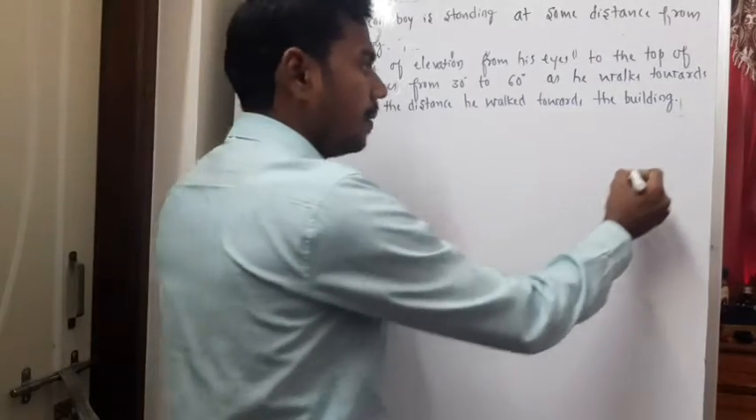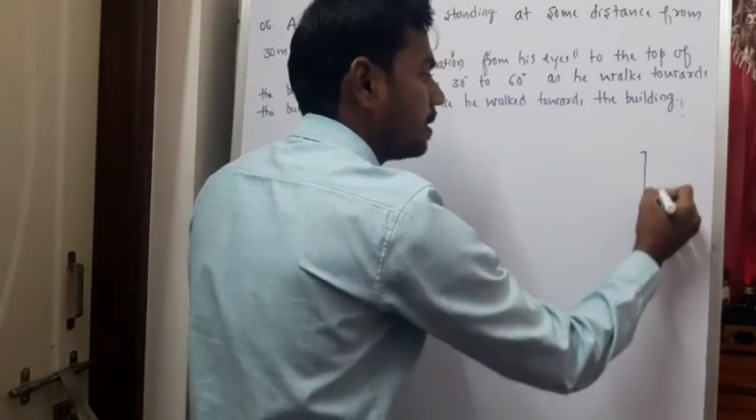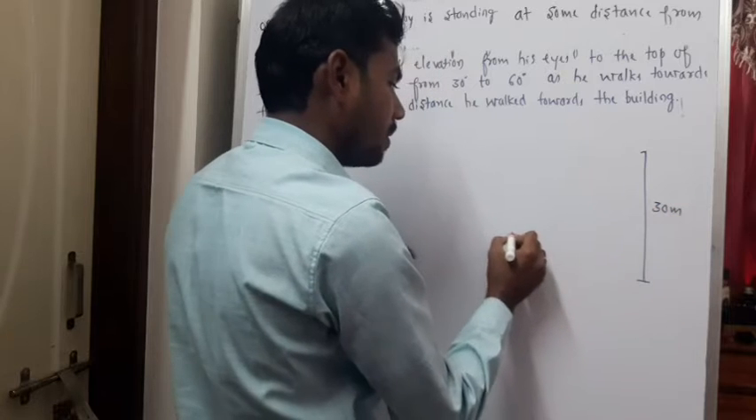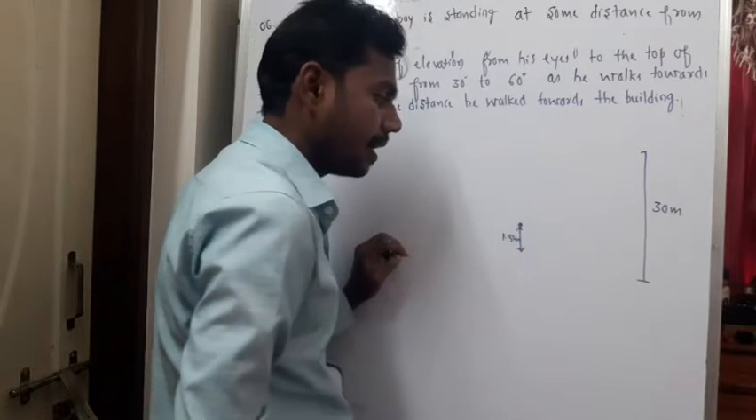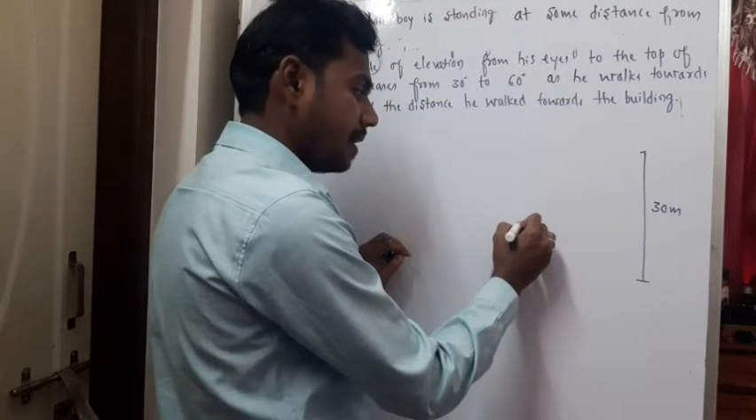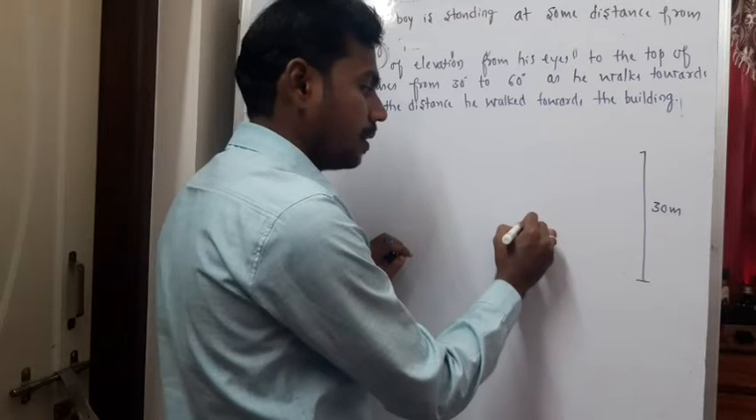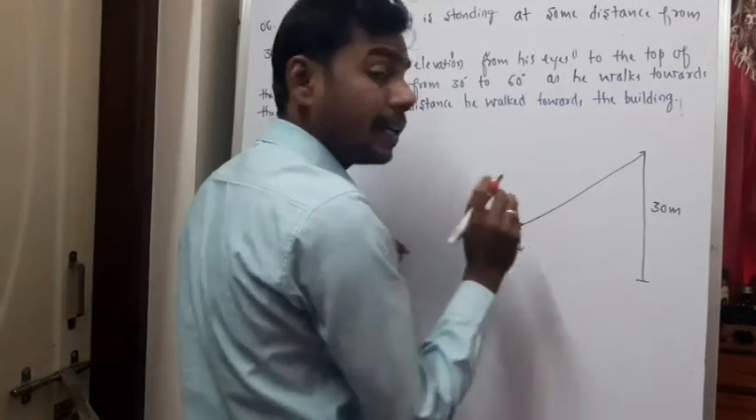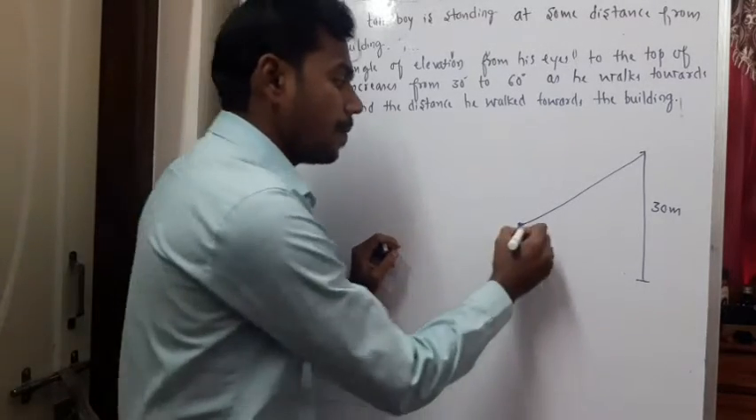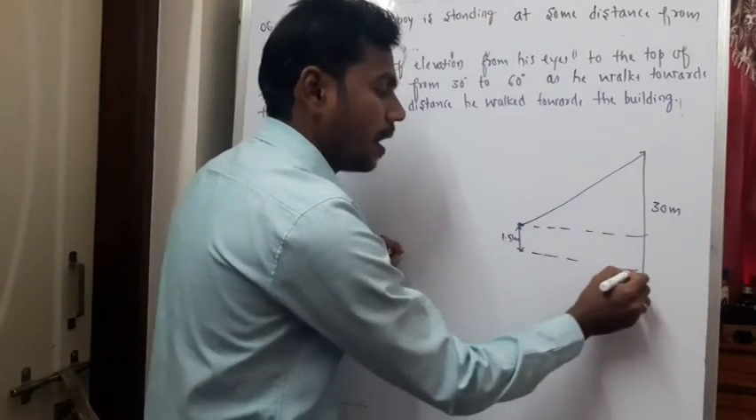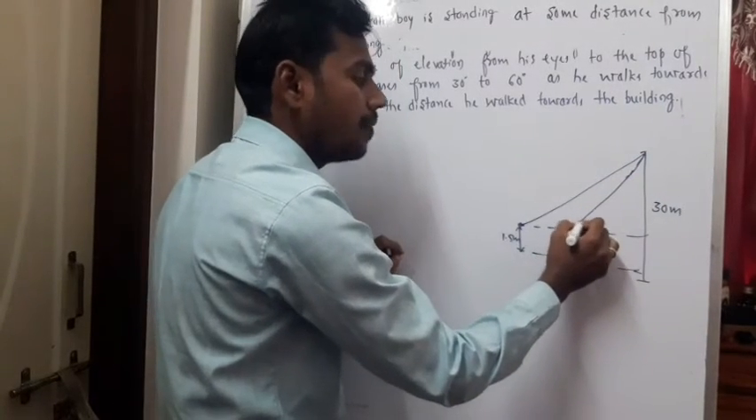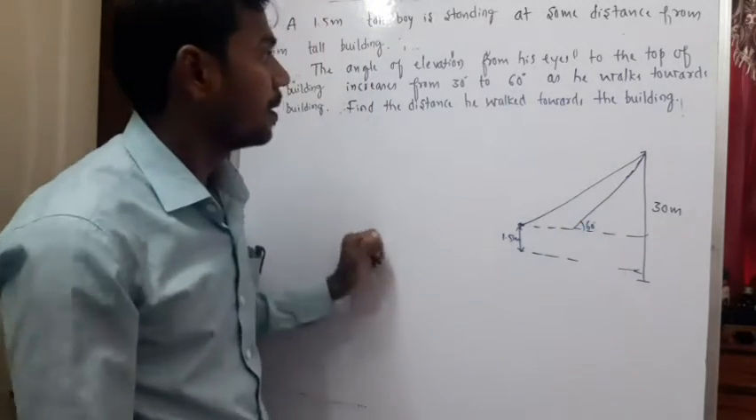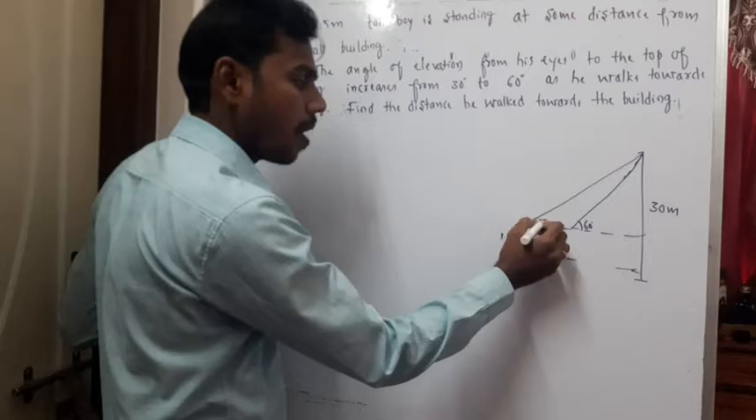See, suppose there is a building, and the height of the building is 30 meter. And there is a boy whose height is 1.5 meter. He is standing here. From his eyesight, the angle is 30 degree at the initial position. As he walks towards the building, at a certain point the angle of elevation is 60 degree. As he walks from this point to this point, his height remains constant.